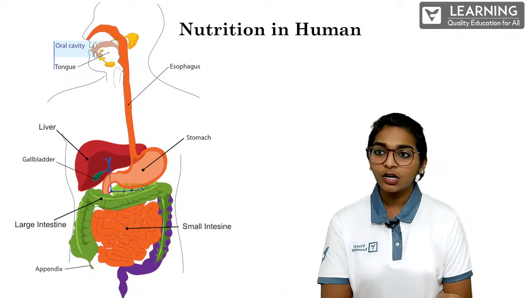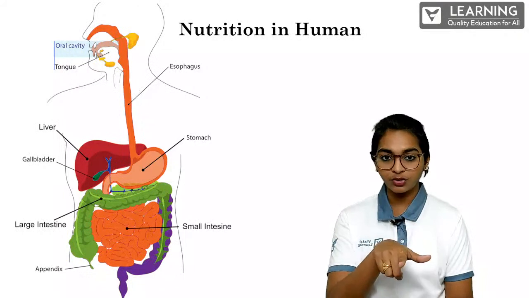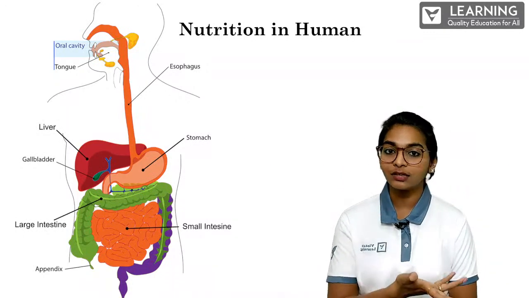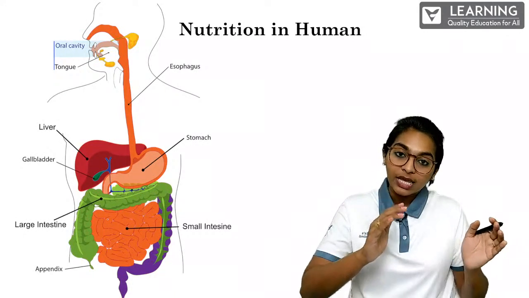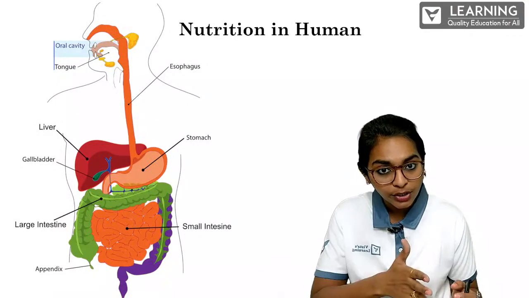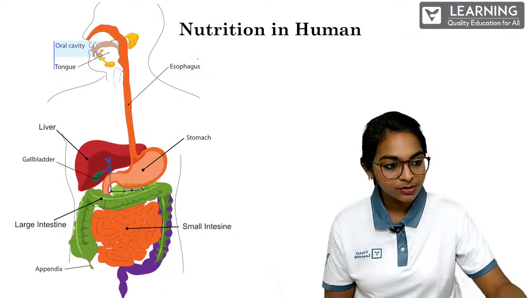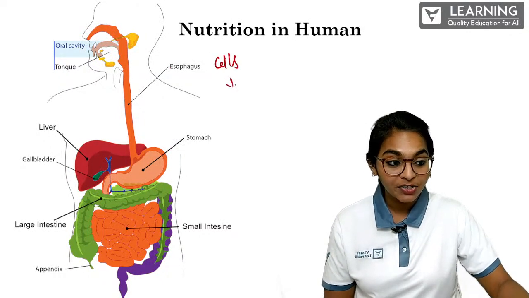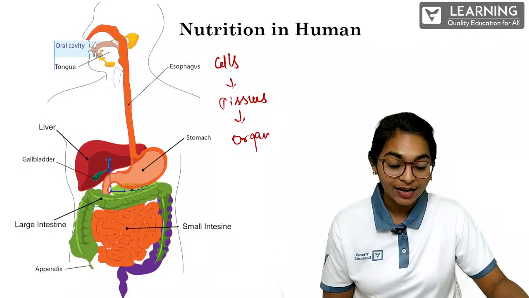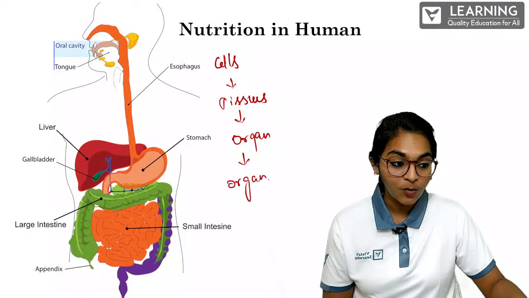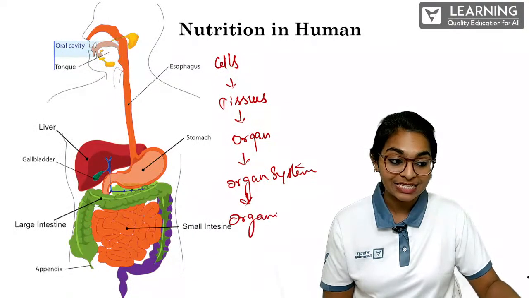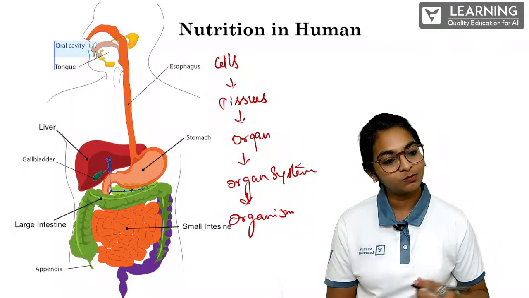Here you have the buccal cavity, esophagus, stomach, small intestine, large intestine, rectum, anus. The liver also plays a role here, and the pancreas also plays a role. All these organs combine together to form an organ system. How are organs formed? Simple: tissues join together to form organs, right? How is a tissue formed? Cells join together to form tissues, correct? Tissues join together to form an organ. Organs join together to form an organ system. Different organ systems combine to form an organism. Clear? Cool.